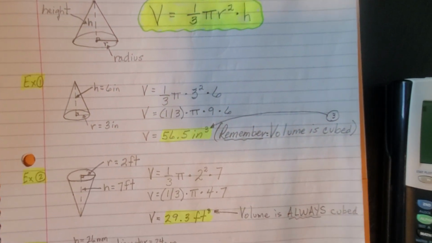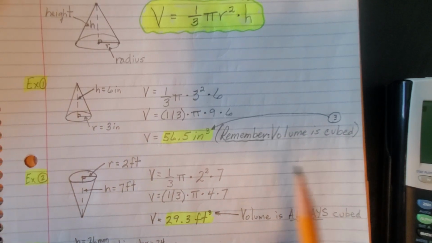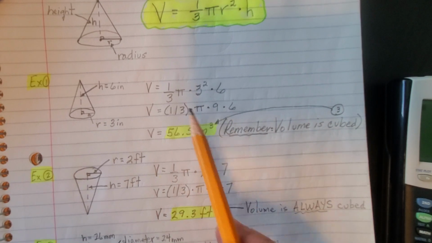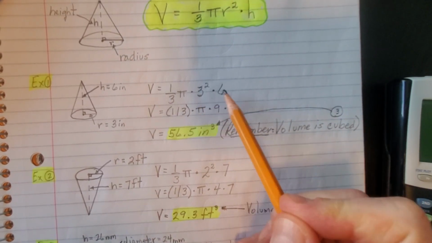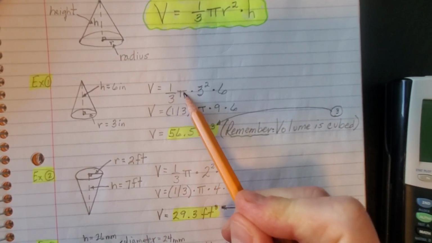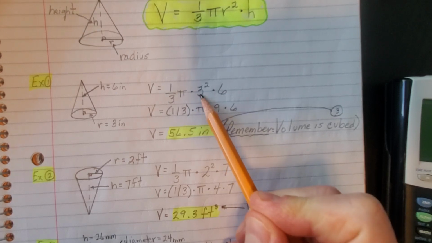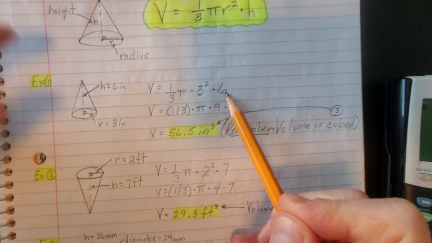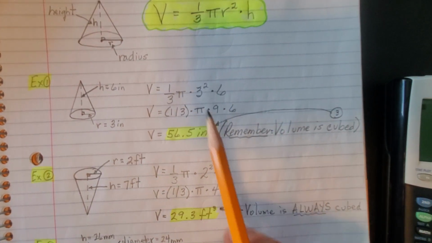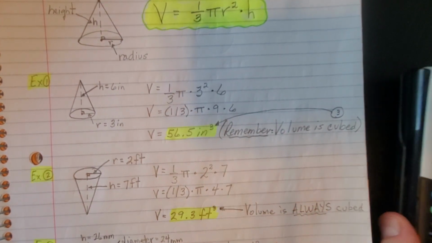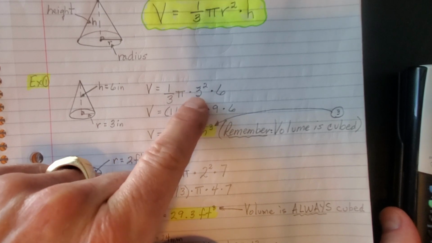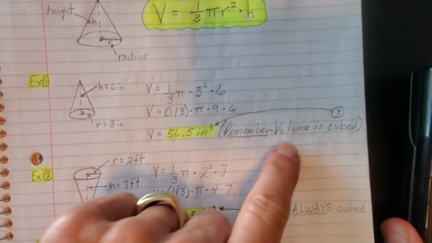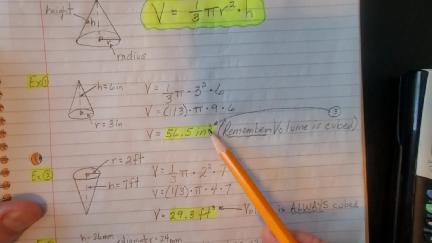So first example is, let's say we have a cone that has a radius of 3 and a height of 6. We take our formula and we substitute in the radius and the height. So we write 1/3 times pi times 3, that's our radius, 3 squared times your height, 6. And that's as simple as that. Then you work it out. 1/3 times pi times 9, 3 squared is 9, times 6, and you get 56.5. Remember, volume is cubed, so we have to have a little 3 right there.